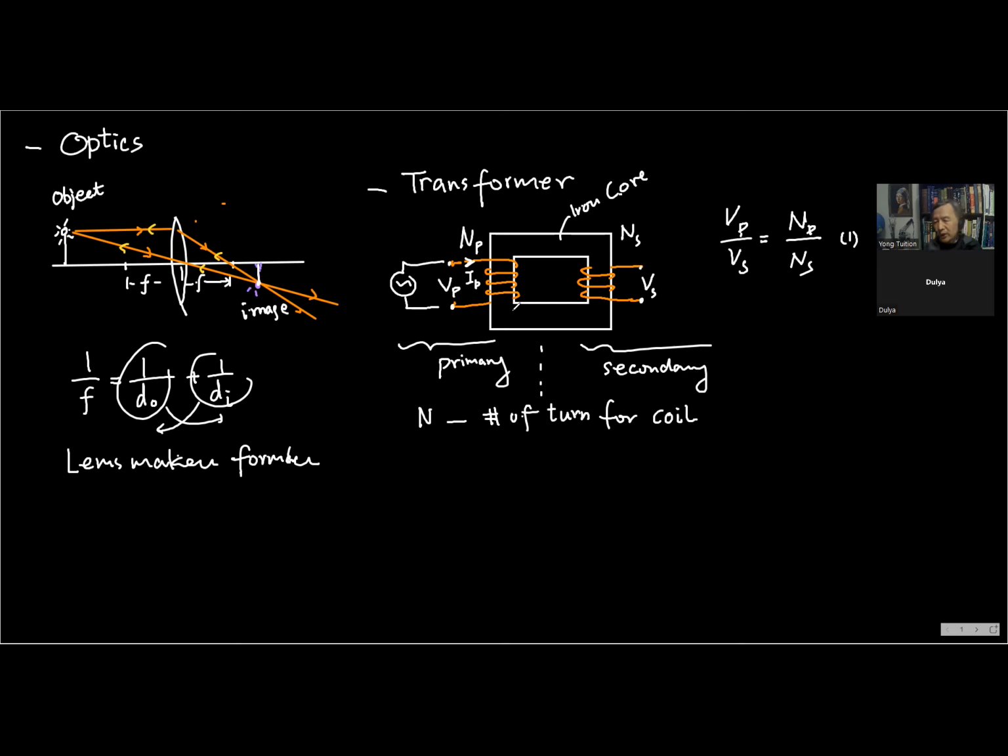You cannot use a transformer for DC voltage or current, okay? Because, I will tell you why. They must be time dependent, okay? Time dependent. Now, given this formula, what can we do for the relation between the primary current and the secondary current? How do we know that?